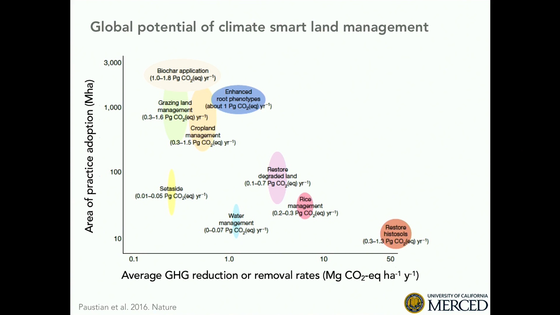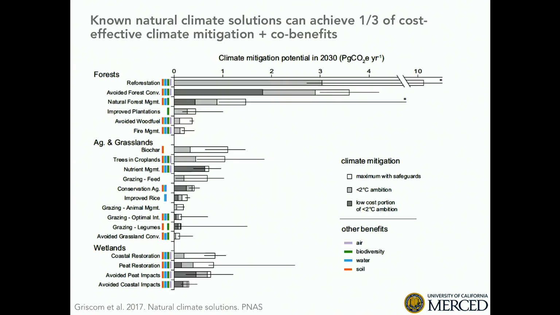And I'm going to come back to this figure later on. But the point I want to make about all of this assortment of solution options is that we know they work, right? We know these things work. We know they have a potential to actually work. And we also know that we can achieve these goals in a relatively cost-effective manner, plus get a bunch of co-benefits to go along with that.